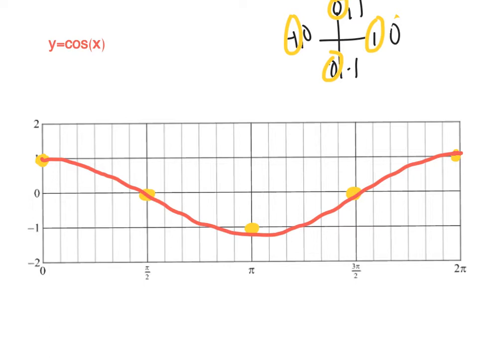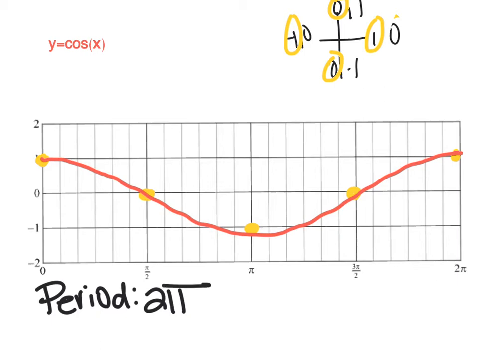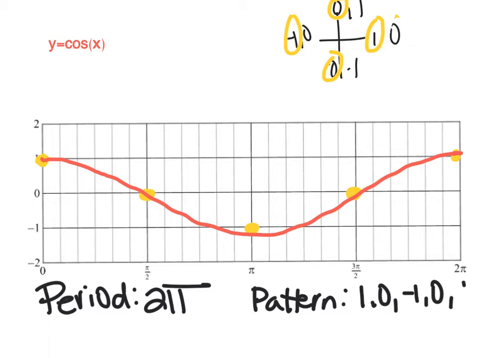And so my period for a cosine graph, it takes 2 pi to go through one whole entire cycle of the graph before it starts to repeat the pattern. And my pattern that you just kind of need to remember is 1, 0, negative 1, 0, 1. That's your basic pattern for a cosine graph. And so both sine and cosine are going to have a period of 2 pi, and you just need to learn the patterns. And if all else fails, go back and draw this again, and you can get all your values from that.